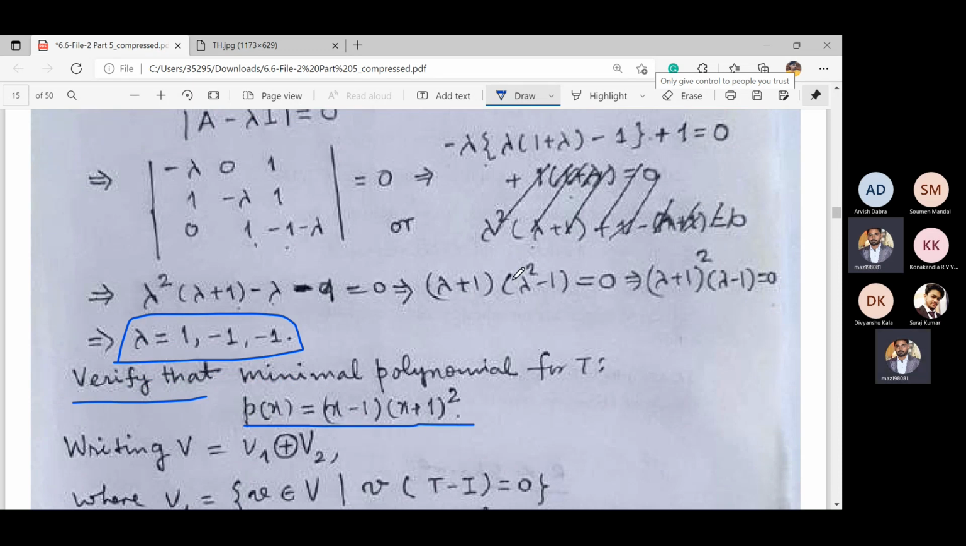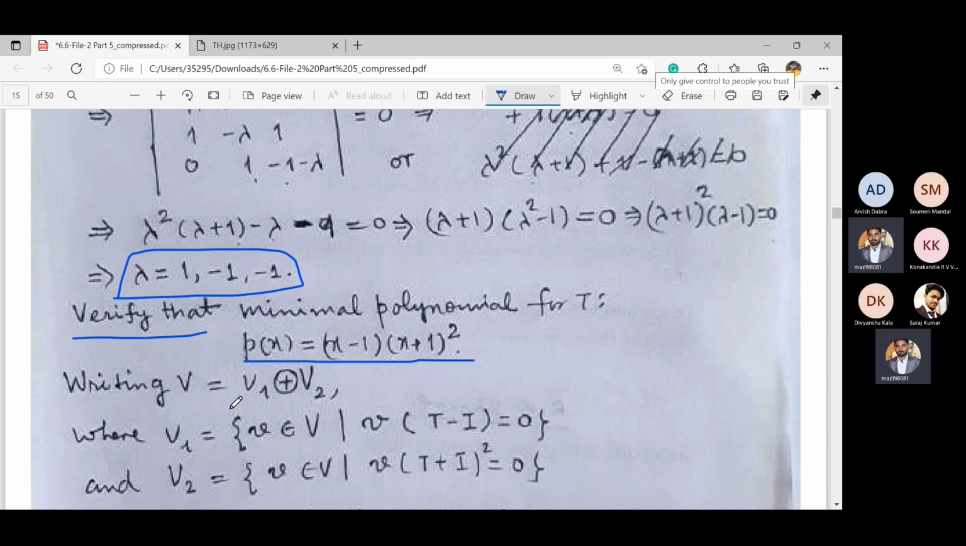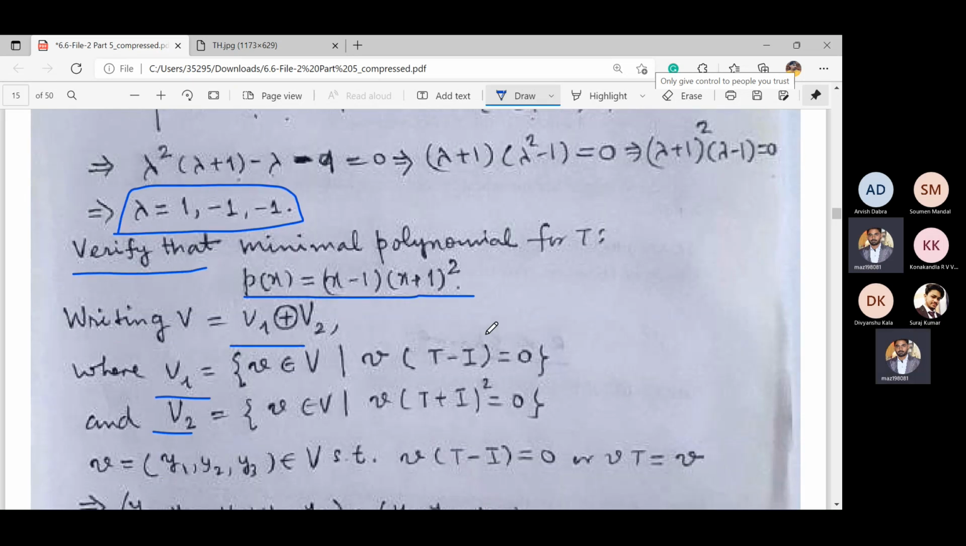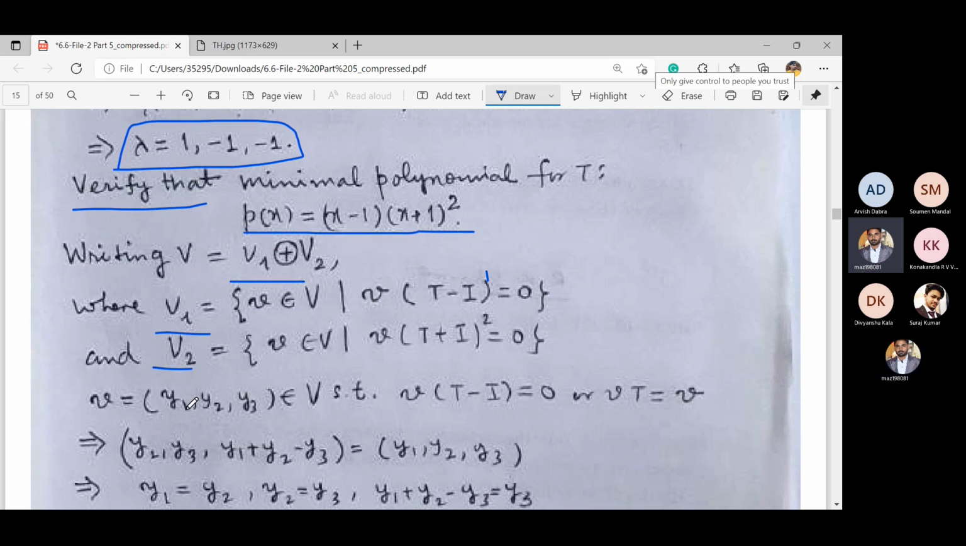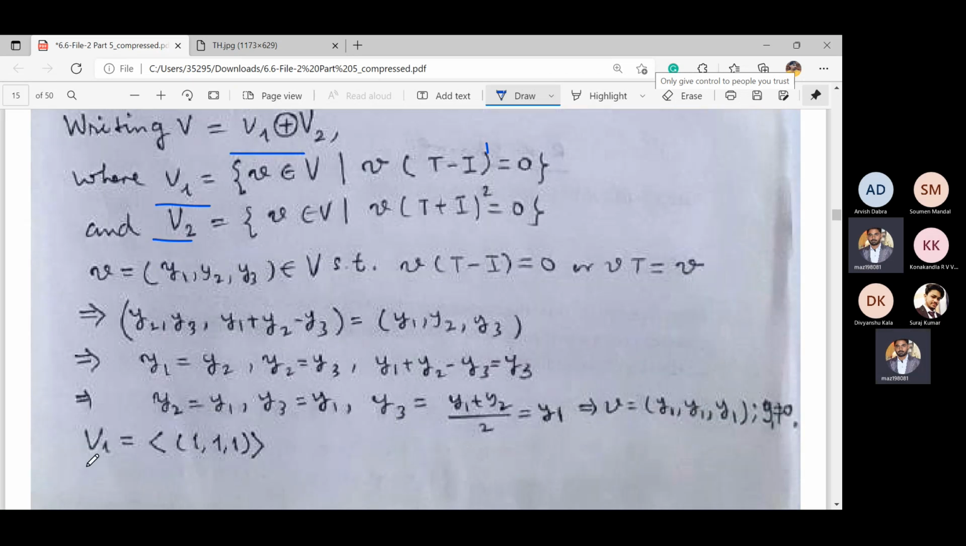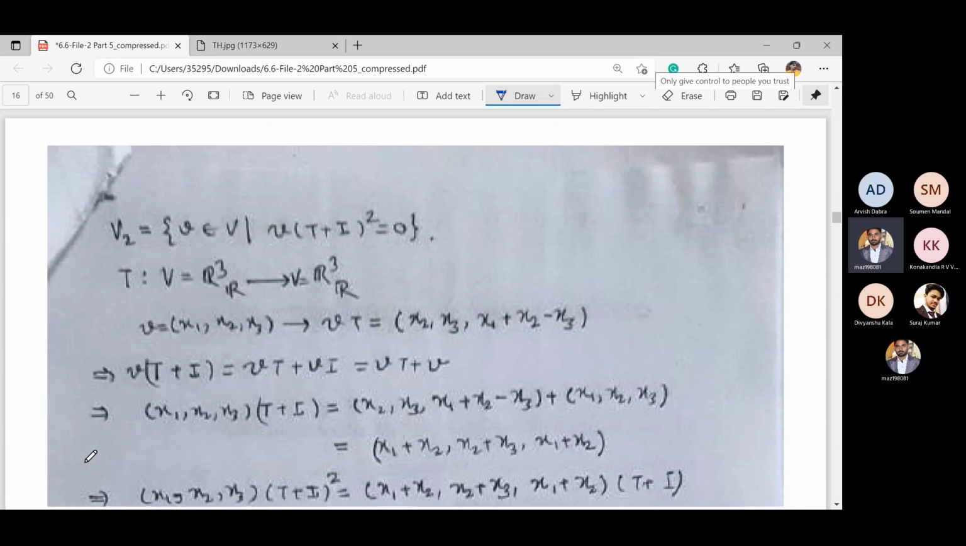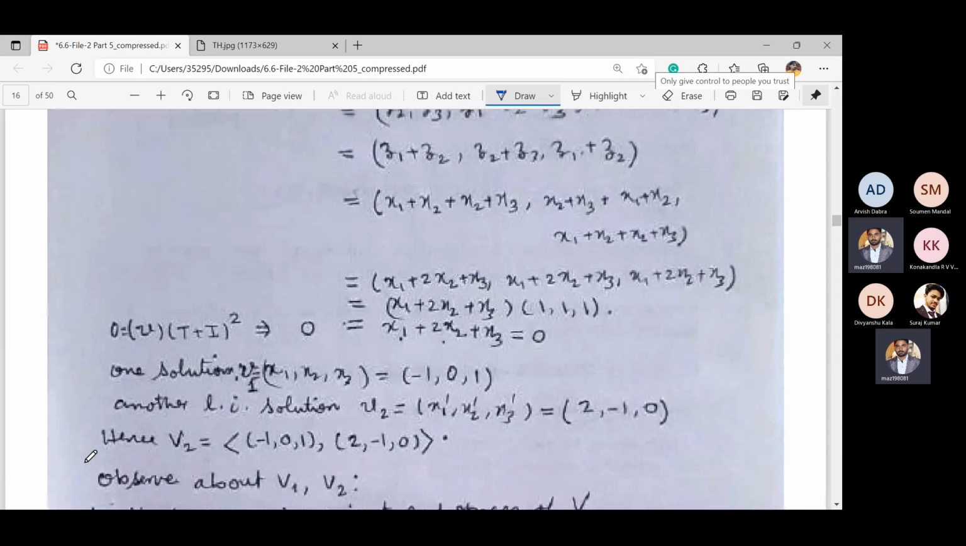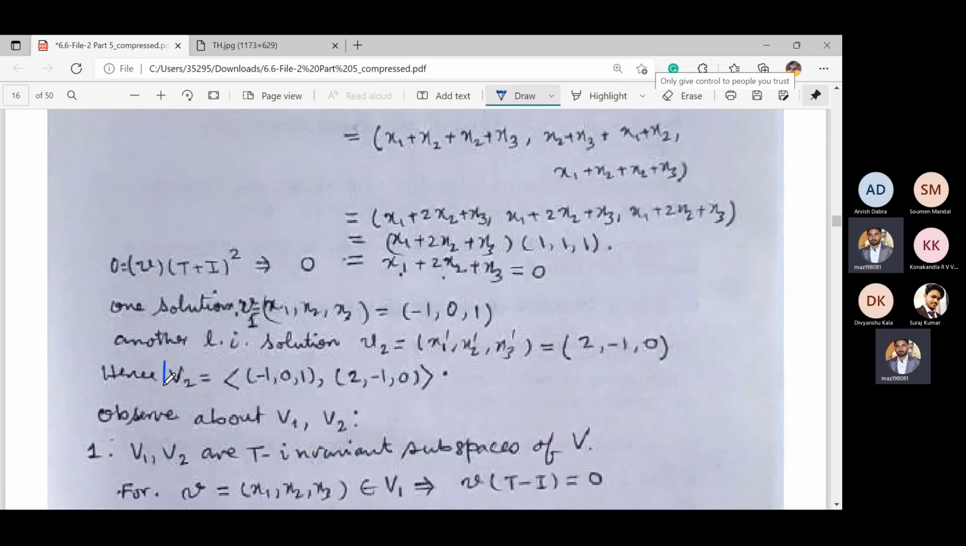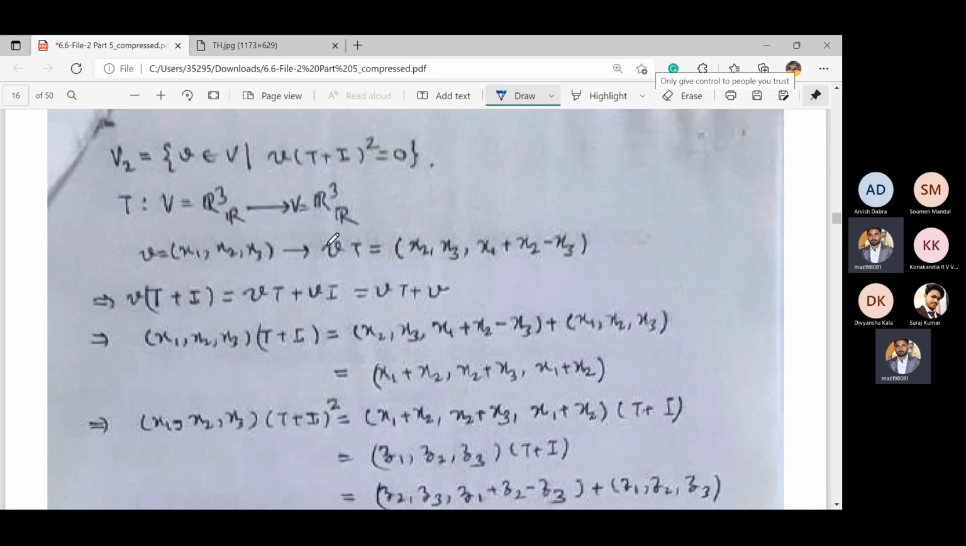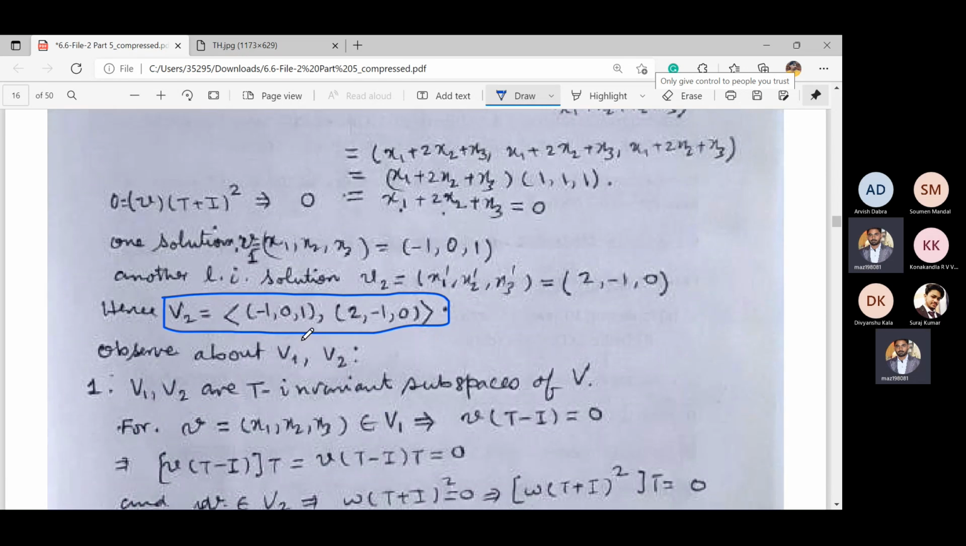So by the theorem that we have earlier done, we can write V equal to V1 plus V2, because it has only two distinct eigenvalues. So V1 is this and V2 is this. Here is power 1, here is power 2. So we just find what V1 is exactly, and here we get V2. So we have separately found the vector spaces using the properties, what is V1 and what is V2. So V1, V2 are T-invariant subspaces of V.